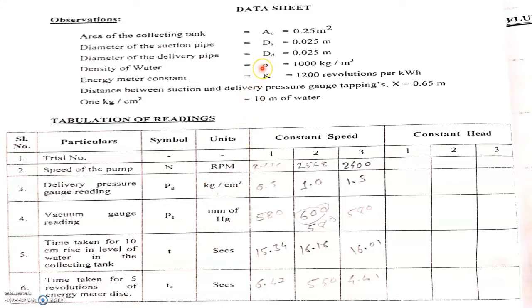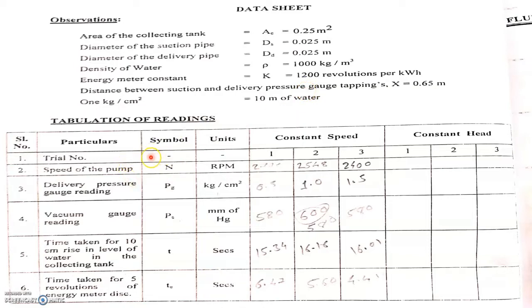So earlier I explained regarding the pumps itself. So today we are going to see the manual part. As you can see in our manual, in the observations they have given AC, the area of the tank, that is 0.025 square meters, suction pipe diameter as 0.025 meters and delivery pipe diameter as 0.025 meters, density of water that is 1000 kg per meter cube, energy meter constant K, it's 1200 revolutions per kilowatt hour. Okay, so these things are given in the manual.